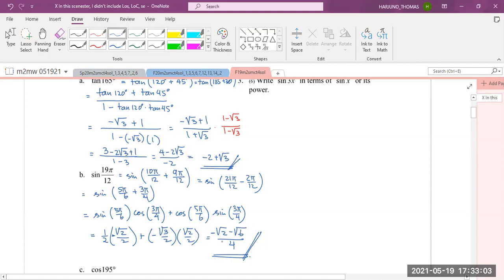Okay, because sine in quadrant 4, this is in quadrant 4. The sine in quadrant 4 should be negative. Right? You can see that clearly if you factor the negative out here. If you factor the negative out, then you get square root of 2 plus square root of 6 over 4 with the negative right in front of the fraction.